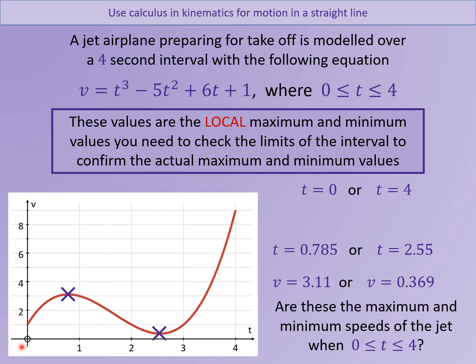To consider the velocity at the endpoints, we substitute in the time at 0 and the time at 4. At 0, we get a velocity of 1, and at 4, we get a velocity of 9. We can compare these two values to the maximums and minimums. We can see that 0.369 would still be a minimum, as it is still lower than this value here. However, we can see that actually the maximum velocity would be 9, because that is much higher than the velocity here at the stationary point that we found.